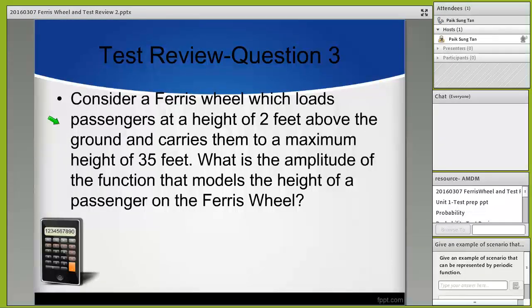Consider a Ferris wheel which loads passengers at a height of 2 feet above the ground and carries them to the maximum height of 35 feet. What is the amplitude of the function that models the height of the passengers on the Ferris wheel? Like I say, amplitude is the distance from the highest point to the middle, right? The Ferris wheel goes up and down, and the amplitude is half of the total distance from the very top to the very bottom.